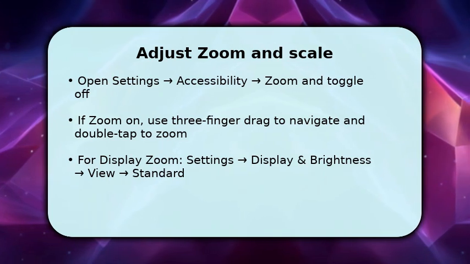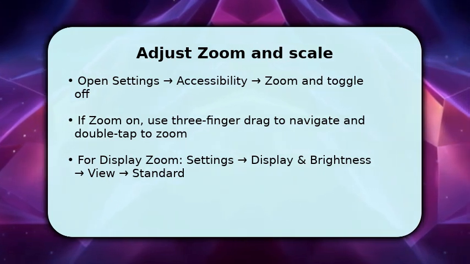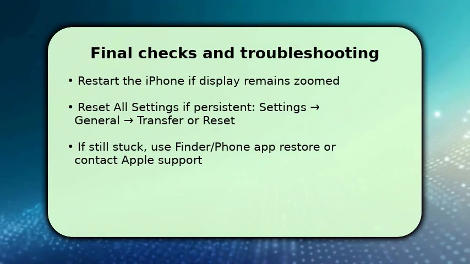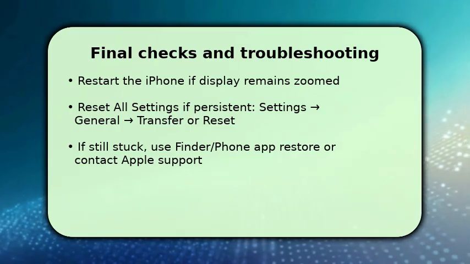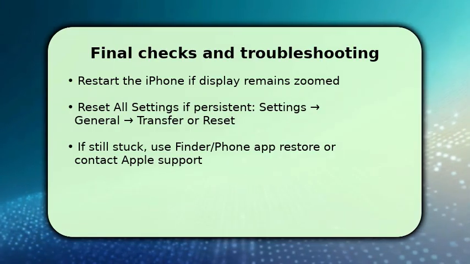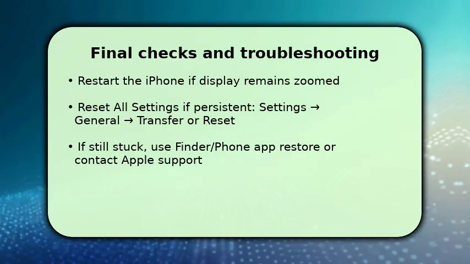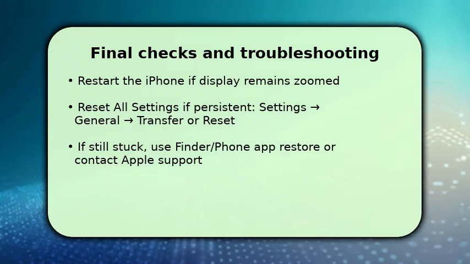Finish by rebooting the phone. A quick restart clears temporary display glitches. If the screen still appears magnified, reset all settings to return display preferences without erasing data. This often fixes stubborn accessibility misconfigurations.